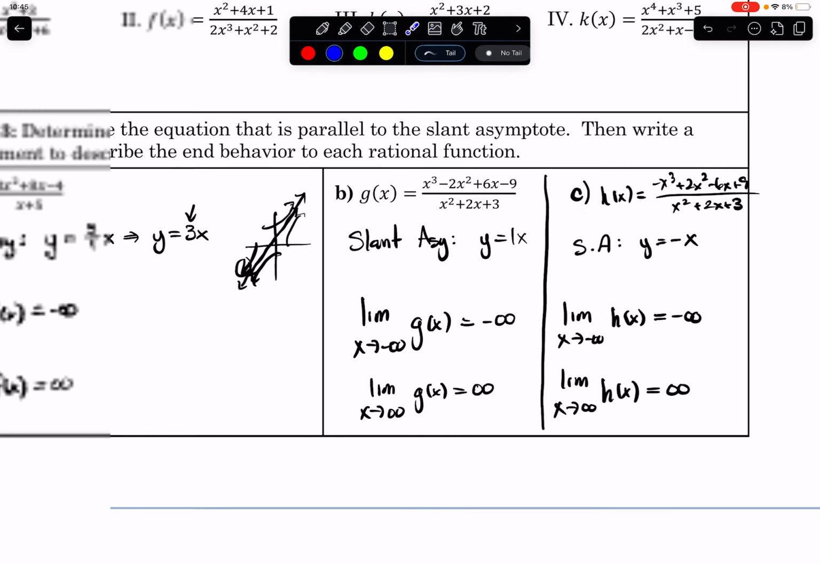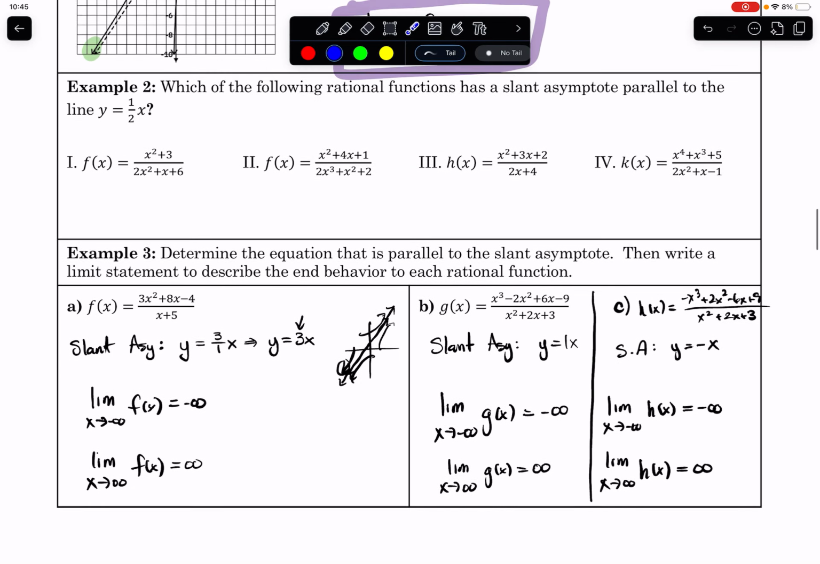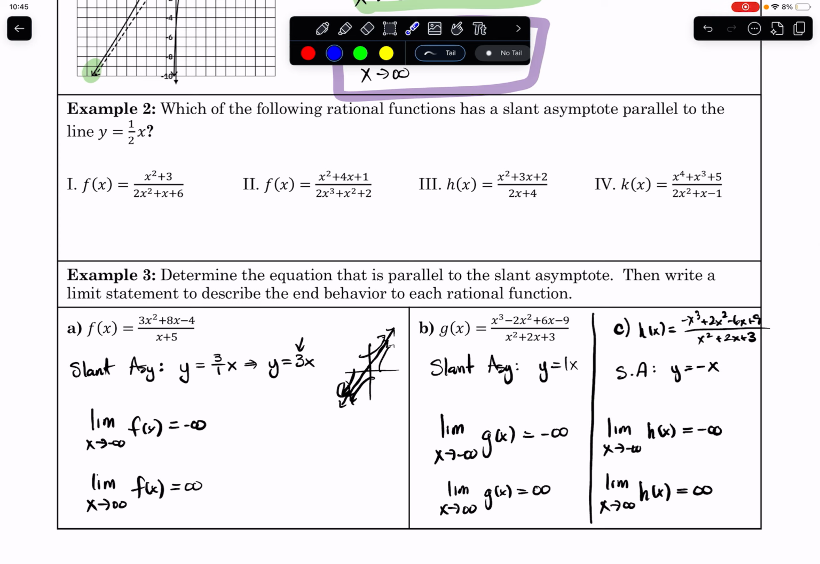So let's look at the next example, example 2, all right? For example 2, we want to find out which of the following rational functions has a slant asymptote that's going to be parallel to y equals 1 over 2x, okay? Well, two things that we need to recognize here. First of all, in order to have a slant asymptote, the degree of the numerator has to be bigger than the degree of the denominator by 1 unit, okay? So n has to equal whatever d is plus 1 more, okay? So that's exactly what we need to look for first.